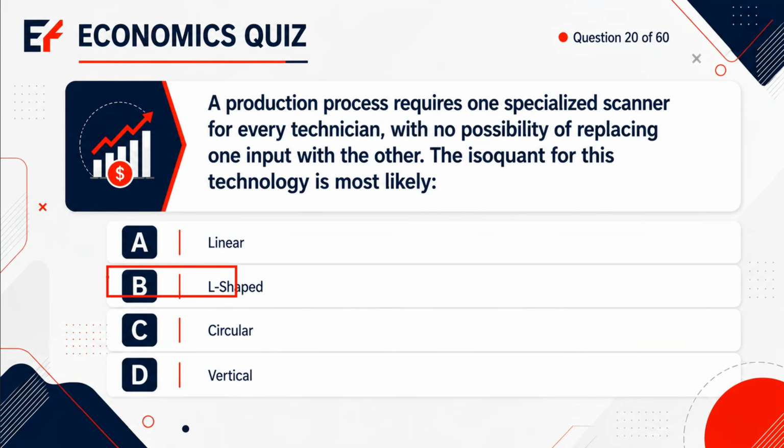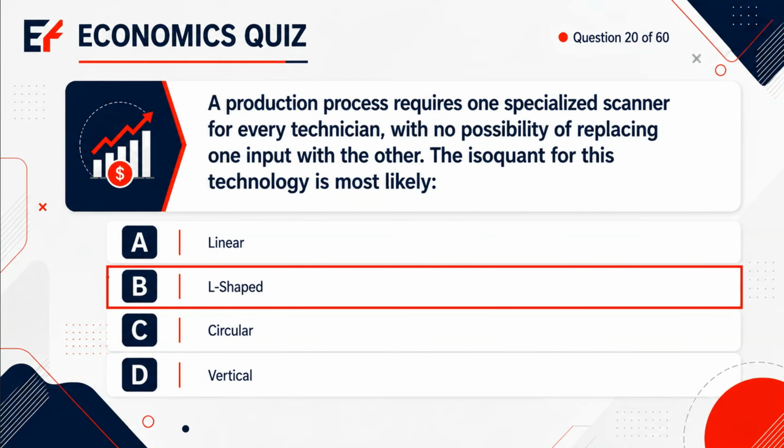Let's identify the input relationship. When inputs must be used together in fixed proportions, they are known as perfect complements. In this case, each technician requires one specialized scanner, so adding more of one input without the other does not increase output. Therefore, the isoquant is L-shaped. Option A is incorrect because a linear isoquant represents perfect substitutes. Option C is incorrect because circular isoquants do not represent the typical relationship between production inputs. Option D is incorrect because a vertical line would indicate that only one input determines output.